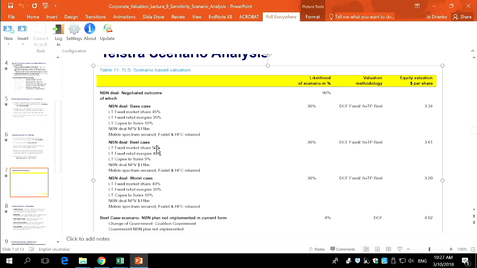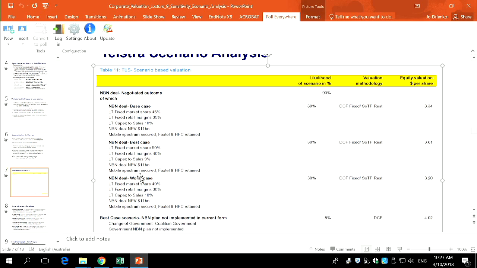So market share for Telstra is 50%, retail margins are higher, 40%, capex to sales, they have to spend less money, only 9%, and the NBN deal is still $11 billion worth, and they keep the mobile spectrum, Foxtel, and high-frequency traffic. The share price is $3.61 in that sub-scenario.